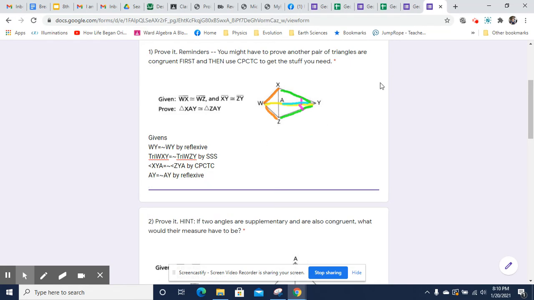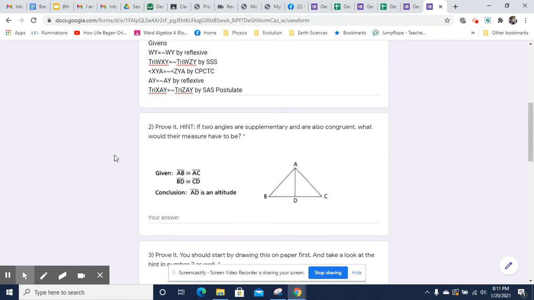And once I've done that, I can prove that triangles XAY and ZAY are congruent by side, angle, side. So triangle XAY is congruent to triangle ZAY by side, angle, side postulate. That's what you needed. So first we had to go on a detour to prove these two side triangles are congruent, and that gave us the information to prove that XAY and ZAY were congruent. Now let's take a look at the next one.